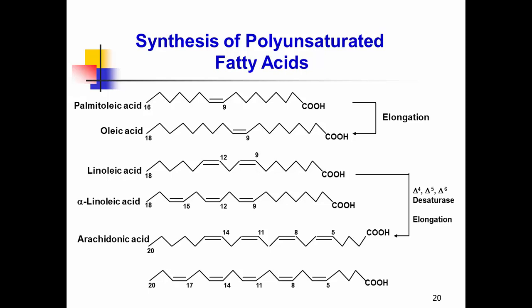This forms the 18 carbon oleic acid. And similar for the other polyunsaturated fatty acids, you just go through the cycles, adding more double bonds and extending the carbon chain to form 18 or 20 or even longer polyunsaturated fatty acids.